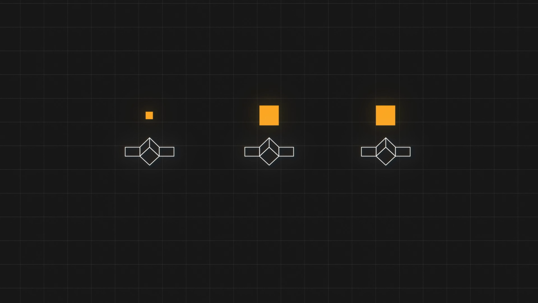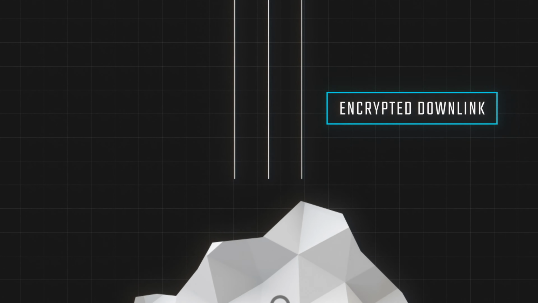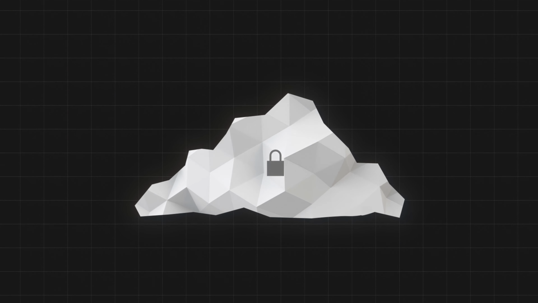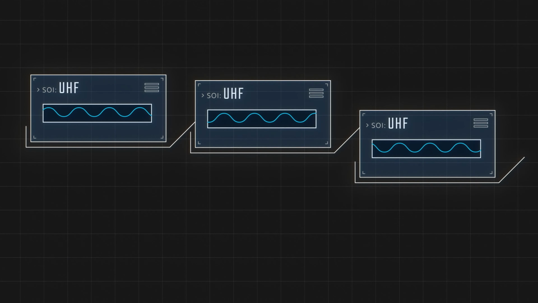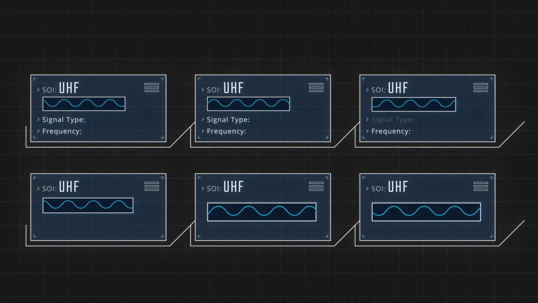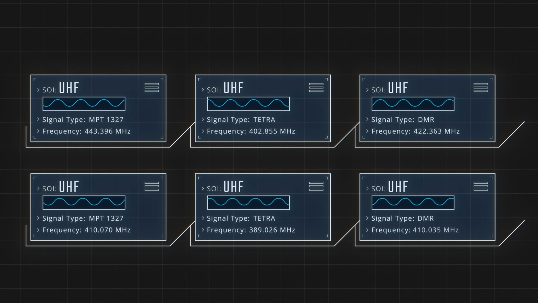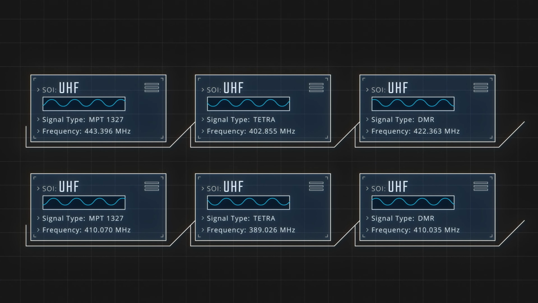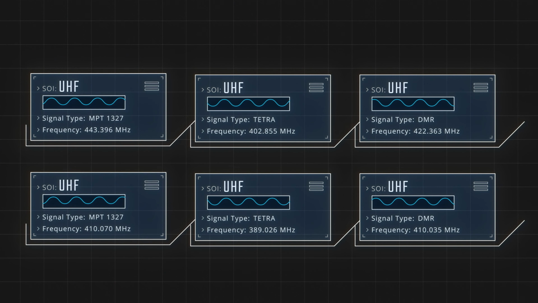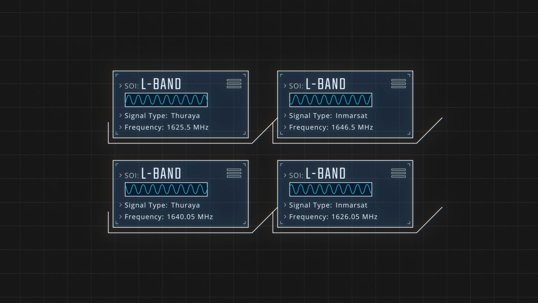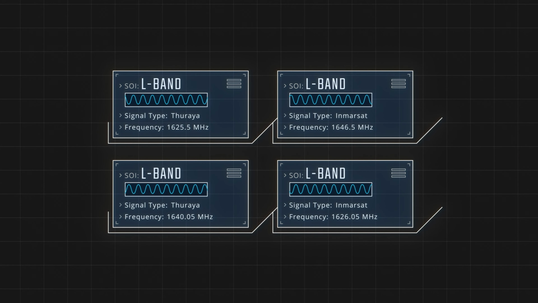Once our satellites downlink their data to a secure cloud environment, we can further examine characteristics of the RF signals we collected to add invaluable context for mission analysts. For example, by looking at different attributes of specific RF signals, we could distinguish between types of UHF and VHF push-to-talk radios, such as digital mobile radios, terrestrial trunked radio, or MPT 1327. We could also distinguish between L-band mobile satellite carriers, such as Thuraya and Inmarsat.